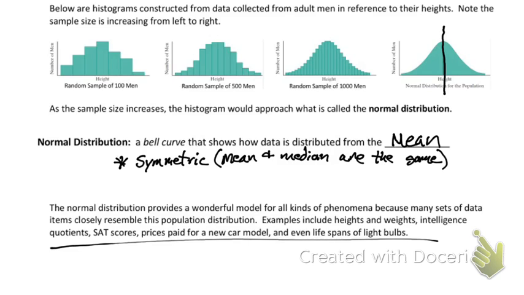If we look down below on this blurb here, we kind of talk about why the normal distribution is so big for statistics, and that's because there are tons of phenomena that resemble this type of distribution. Examples included heights, weights, intelligence quotients, that's your IQ scores, SAT scores, prices paid for a new model of car, and even lifespans of light bulbs follow a normal distribution.